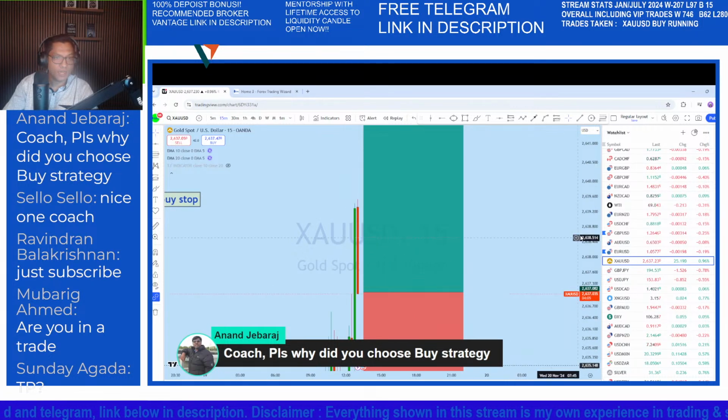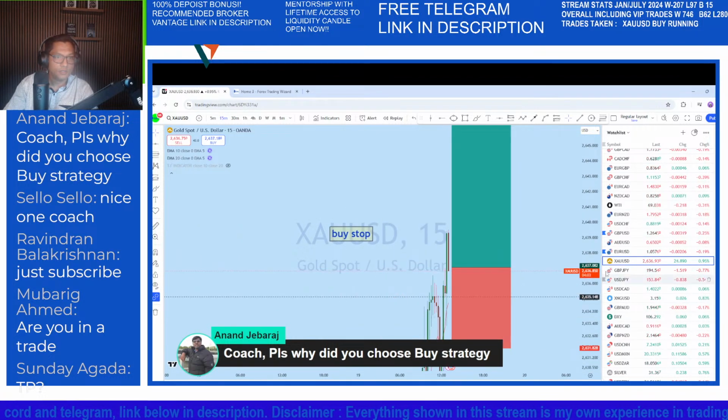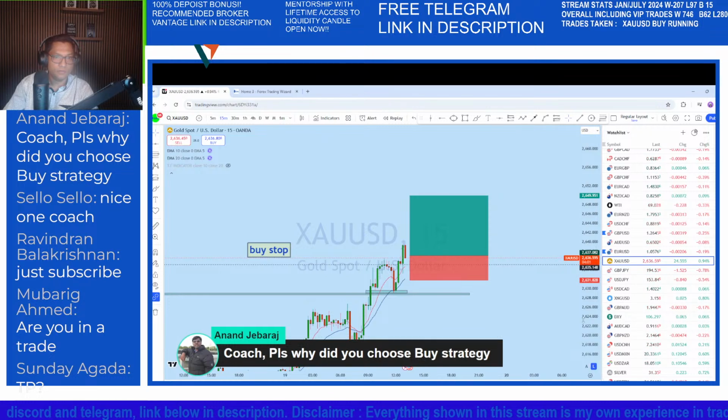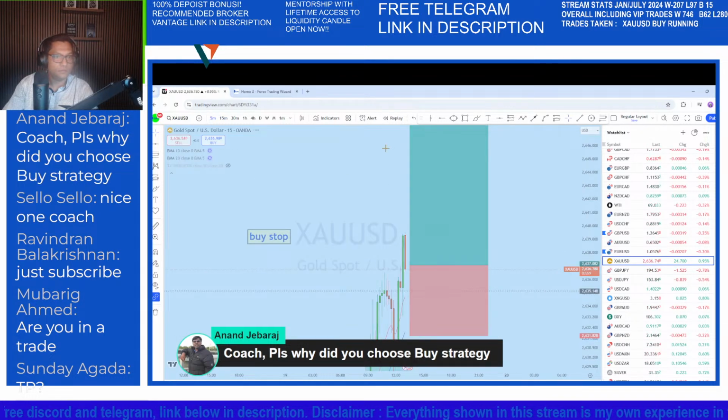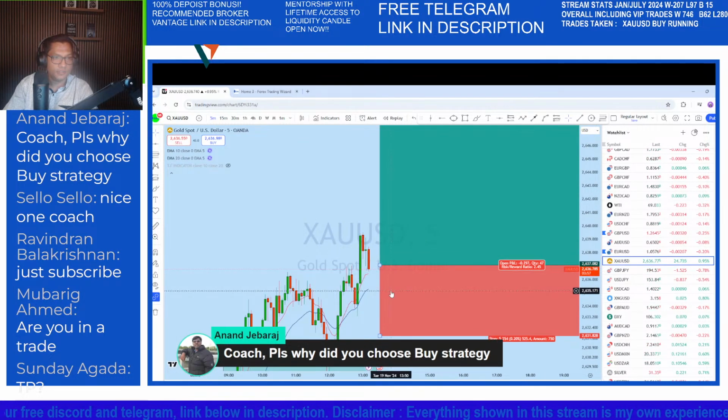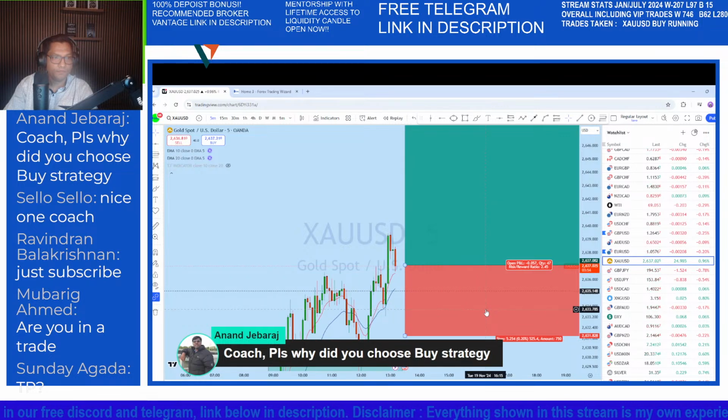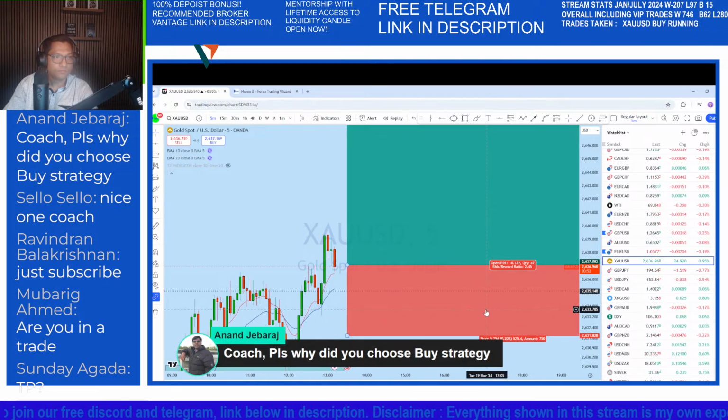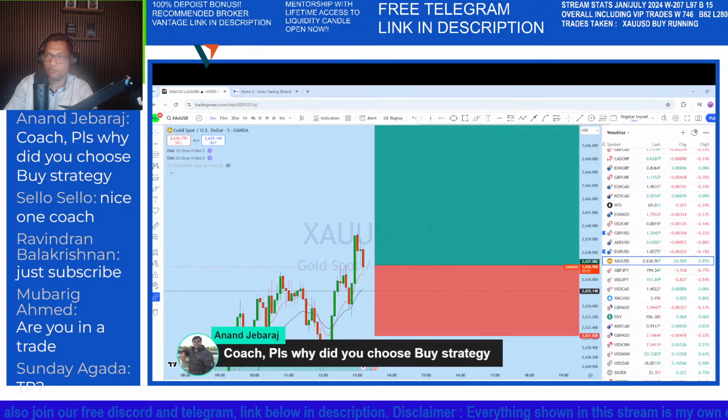It's approaching that entry, and the negative point here is that it's again breaking below. You want to see that trend continuation.